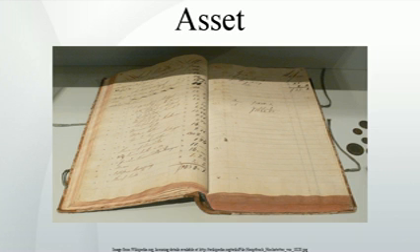Asset. In financial accounting, an asset is an economic resource.